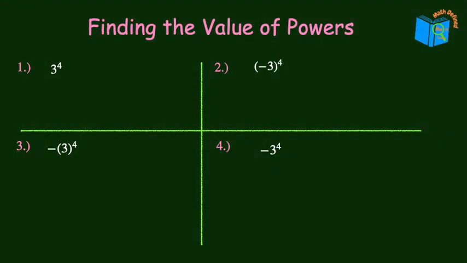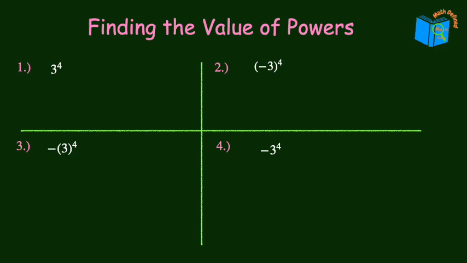Now let's review how to find the value, or solve for an exponent or power. Here we have the power 3 to the 4th written in 4 different scenarios. All 4 will have a product of 81. But 2 of them will be positive 81 and 2 will be negative 81. Can you spot which 2 will be positive and which will be negative?